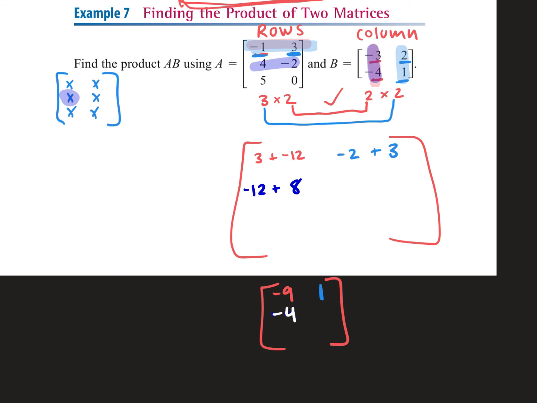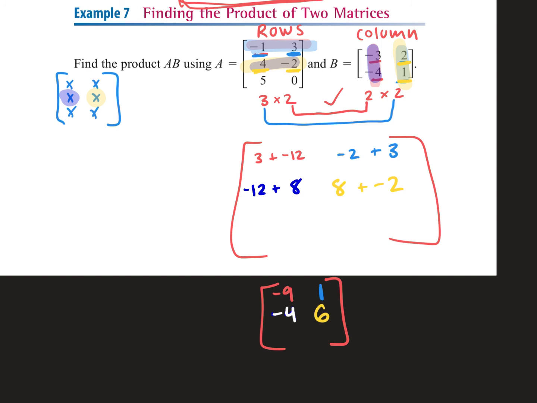Right, next, we're going to look at the second row, second column. So second row, second column is this spot here. So first number times the first number, 4 times 2 is 8, and then second number times the second number. So plus -2. What's 8 plus -2? 6.